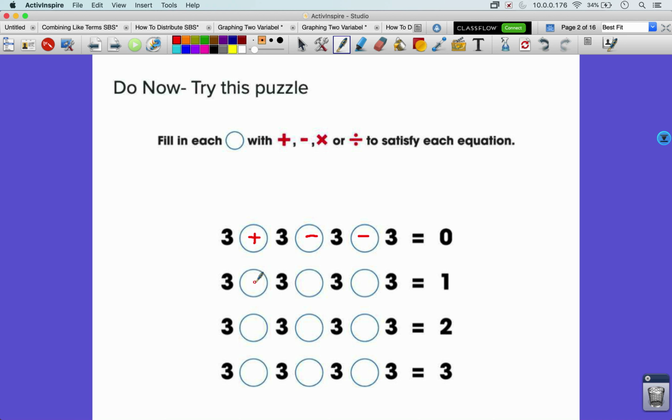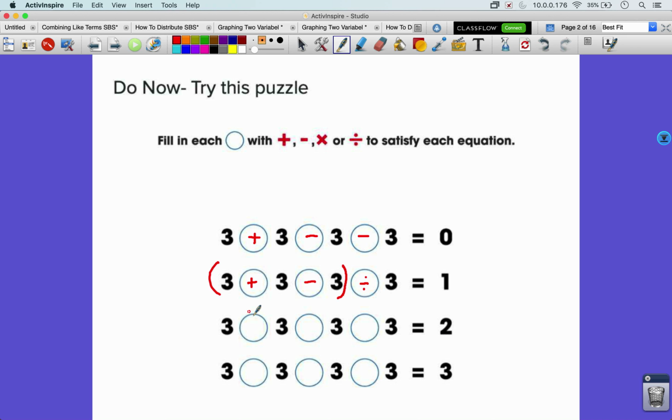All right, let's see if we can get to 1. I might do something like 3 plus 3. Now I'm up to 6. Minus 3. Now I'm back to 3. Divided by 3, and I'm at 1. But if I want to do it this way, maybe I should put parentheses around this part so I make sure I still go left to right and I don't jump out of order and do the division first, which is what PEMDAS says.